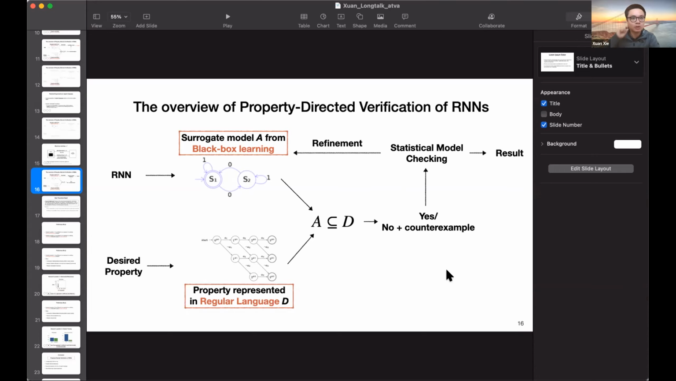Yes, this is a very good question. In these papers, we mainly focus on the RNN that gives yes or no to the input sentence. And in this case, it can be easily transformed to an automaton, because an automaton can accept or just reject the input cases.